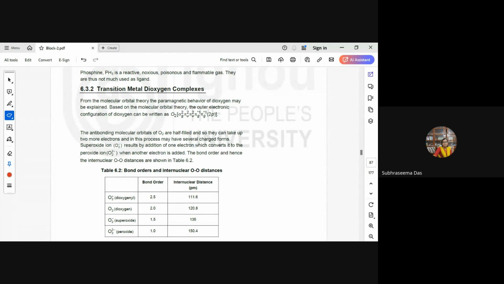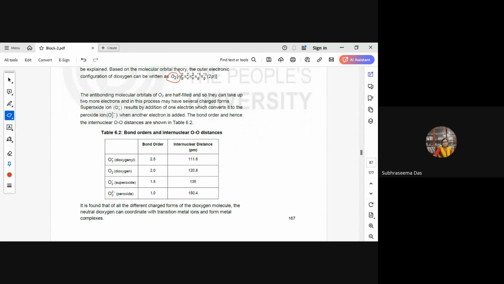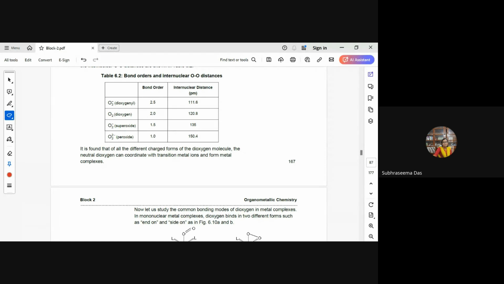So here in these transition metal dioxygen complexes, O2 is used. The antibonding molecular orbitals of O2 are half filled, so they can take up two electrons, and in this process different forms are obtained, like the superoxide ion O2 minus and the peroxide ion O2 2 minus. The bond order and internuclear distances have been reported. It is found that all the different charge forms of the dioxygen molecule, because of the different nature of their charge, will bind in different ways with different transition metal ions.